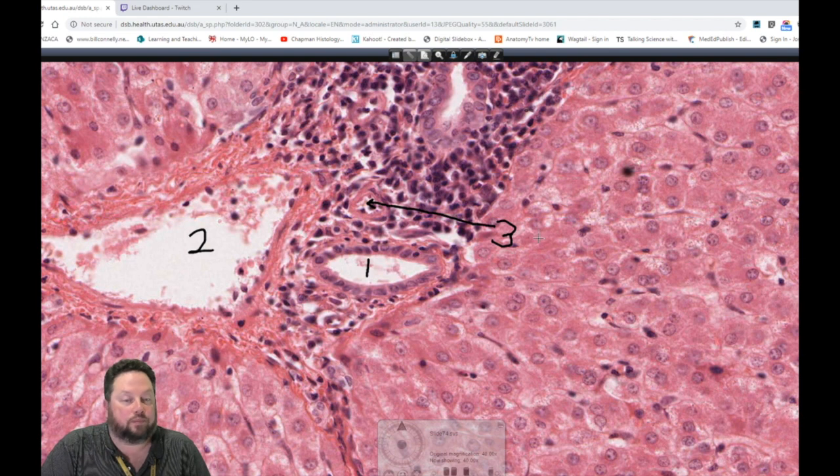Number 3 then is going to be pretty obvious if we think about a portal triad. There's another branch of it up here too. So number 3 is the branch of the hepatic artery. This is the hepatic arteriole. These are the smooth muscle cells here on the wall. You can see it's quite a small lumen compared to the hepatic portal vein branch. There's another little branch of it up here as well.